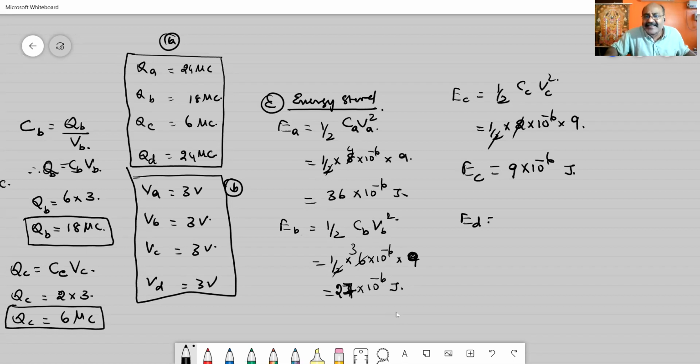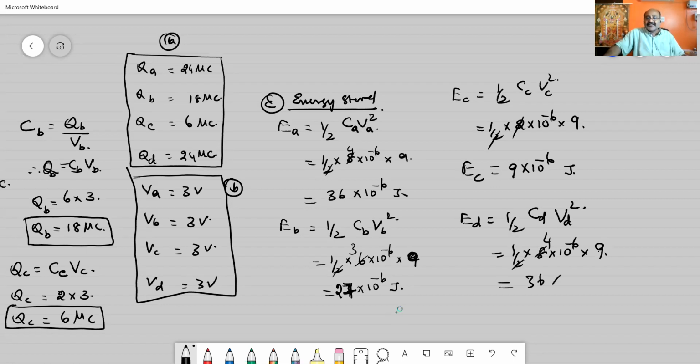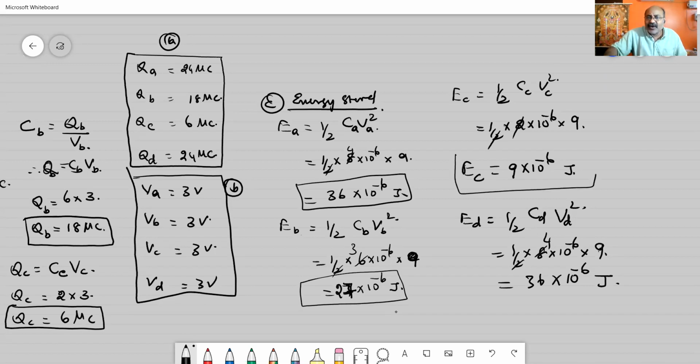Similarly, energy in the capacitor D is half into capacitance of D into potential of D square. So half into CD is 8 microfarad, 8 into 10 to the power of minus 6 into 3 square, 9. When you are cancelling, you will get 4. 36, so 36 into 10 to the power of minus 6 joule. Correct, isn't it? 3 square is 9. Yes, I am correct. So I have calculated energy stored in A, B, C, and D.